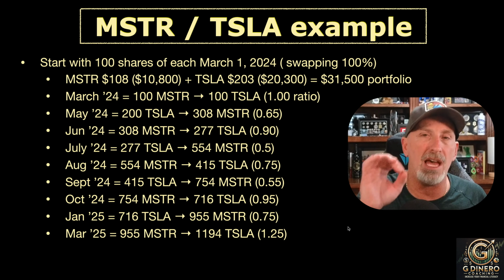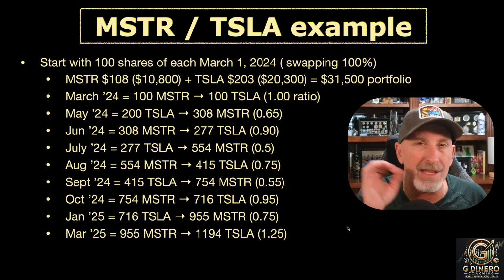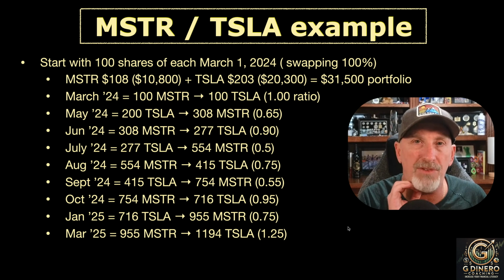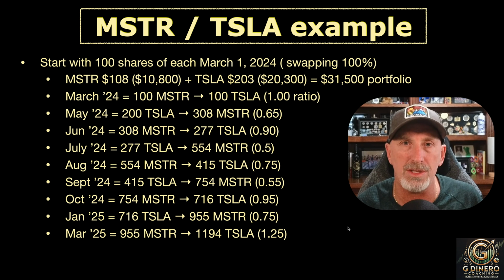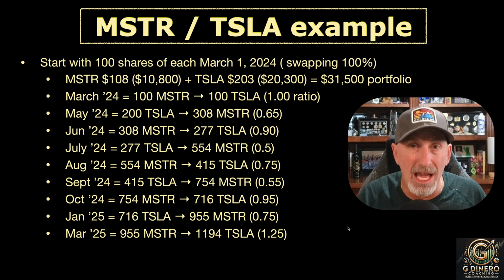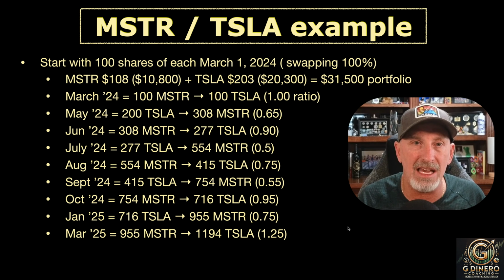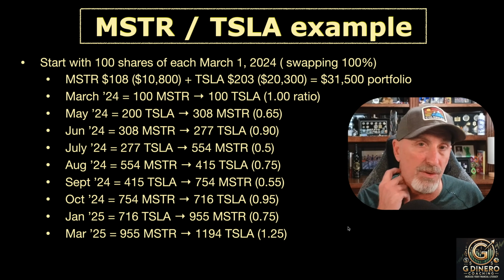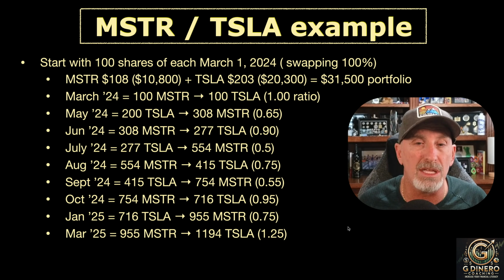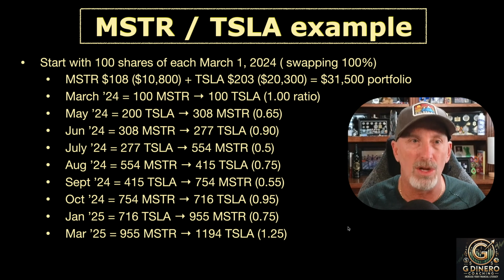And this is where I said, does it really matter if you get stuck in one or the other? Because in March of 25, you could have stayed in 955 MicroStrategy if you wanted to. Or you could have taken that swap and gone over to 1194 of Tesla at any point. If you like how many shares you have of a given asset, you started with 100 of each, and you could have either at the end of this thing had 955 MicroStrategy or 1194 Tesla. And in this example, you're left with 1194 Tesla after a little over 1 year of swapping.